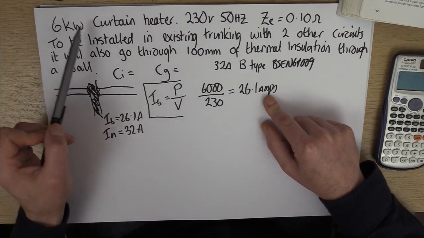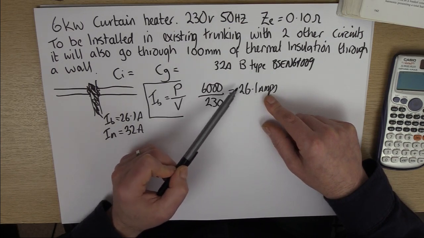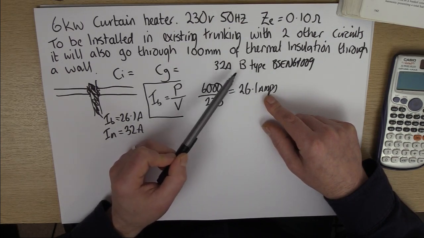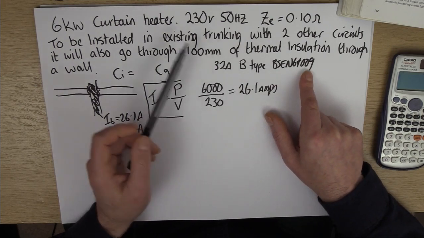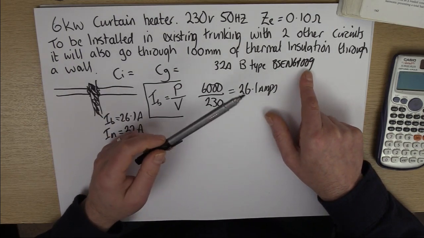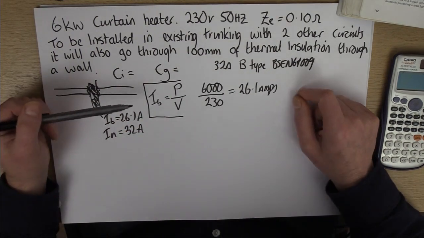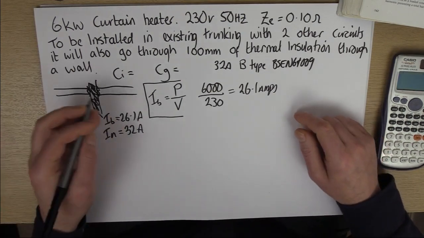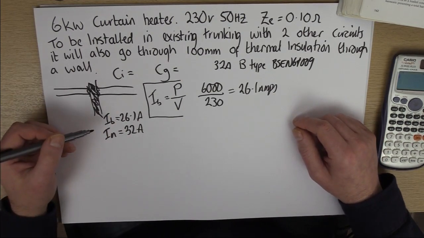It's a resistive load, so a B type will be adequate, and we want to go up to the next one up from that really, which would be a 32. I think in this case we could do an RCBO. I can't really think of any issues the curtain heater might present that might cause any nuisance tripping or anything, so RCBO, why not? So our In then is 32 amps.